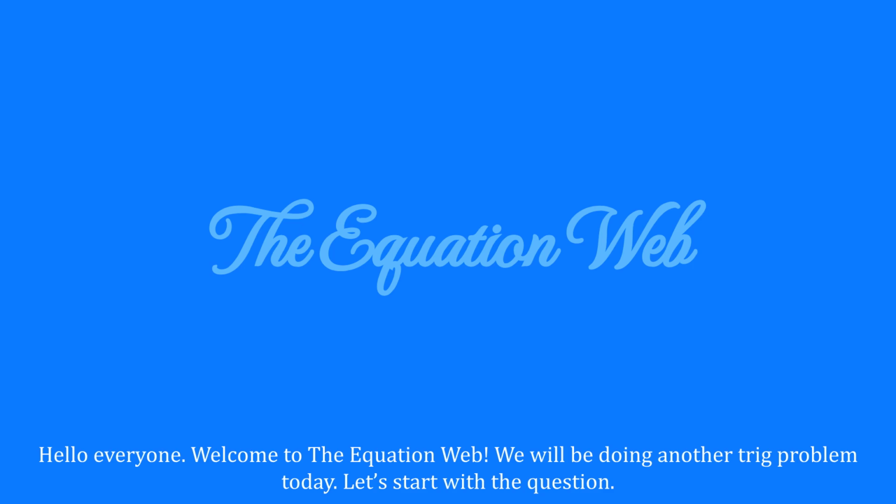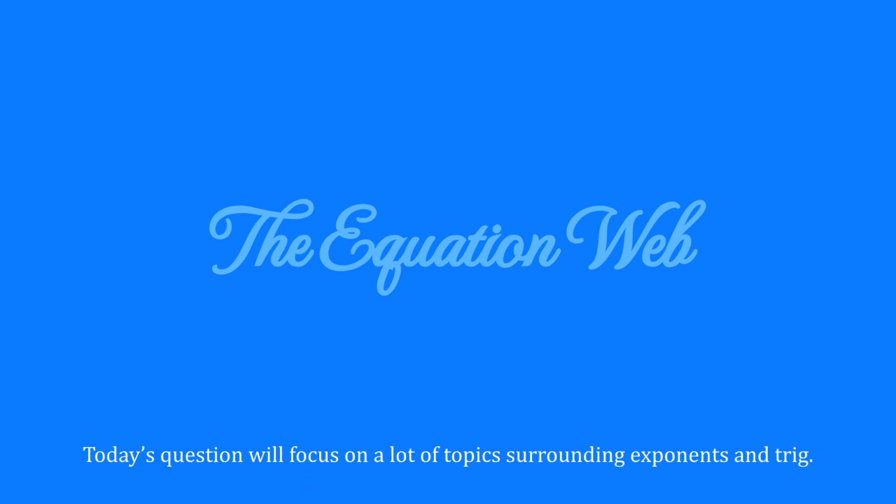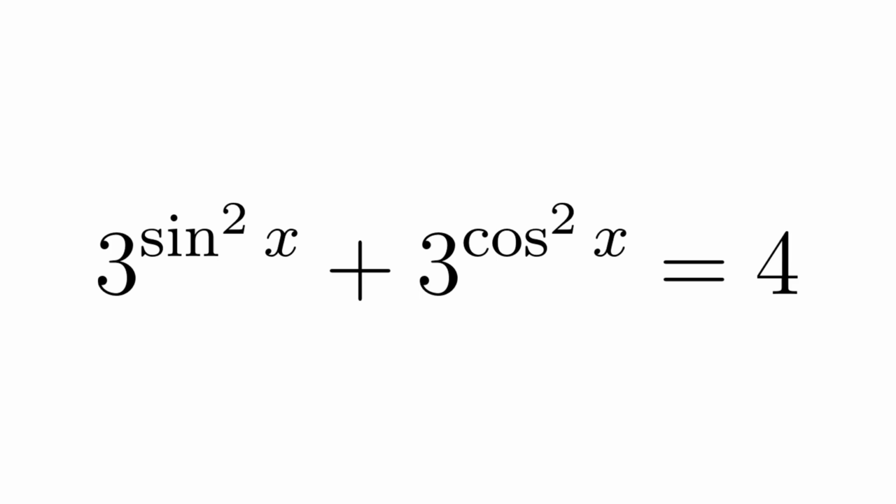Today we will be doing another trig problem, so let's start with today's question. Today's question will focus on a lot of topics surrounding exponents and trig, as it is an exponential equation that uses trig. So today's question is 3 to the power sine squared x plus 3 to the power cosine squared of x is equal to 4. So I'll give you guys some time to find the solution to this equation.